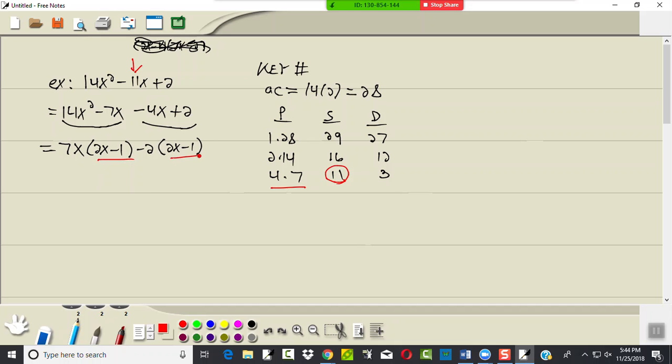Now our goal is to get these parentheses the same, which they are. So I'll factor out a 2x minus 1, and that leaves us 7x minus 2. And that's our answer. Let's take a look at another problem.